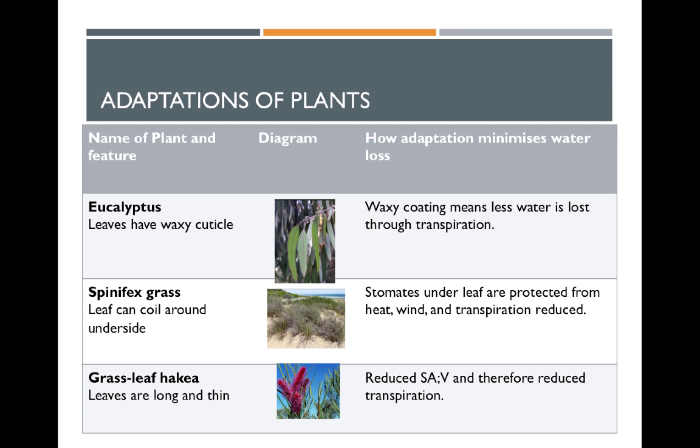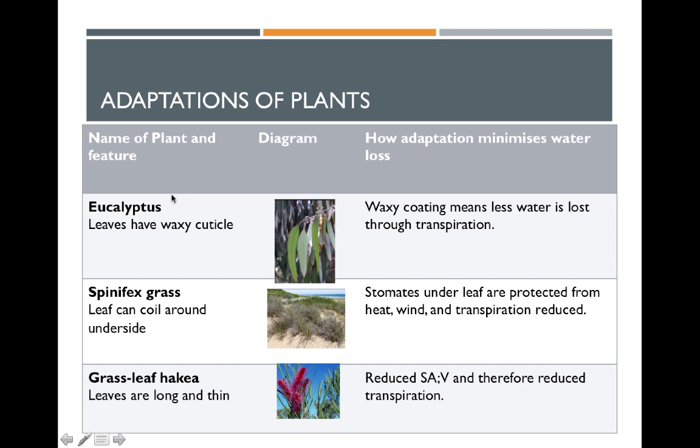The second thing we need to look at are the adaptations of plants, okay? So I've popped it up in a little table. We've got the name of the plant as well as its feature, a bit of a diagram, and how it helps minimise water loss. This is particularly important in Australian plants, and remember we do have to look at Australian plants in particular because Australia is a very dry country overall. So plants need to be able to minimise water loss because they need to hang on to what they've got while they've got it because they don't know when they're going to get some more water again.